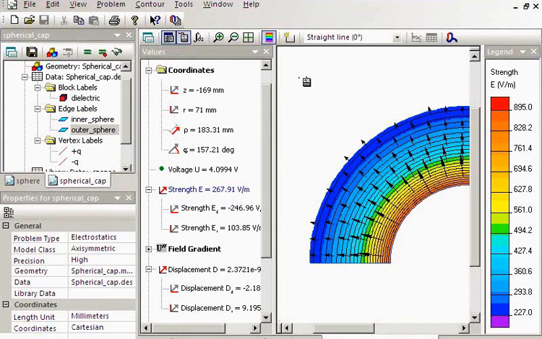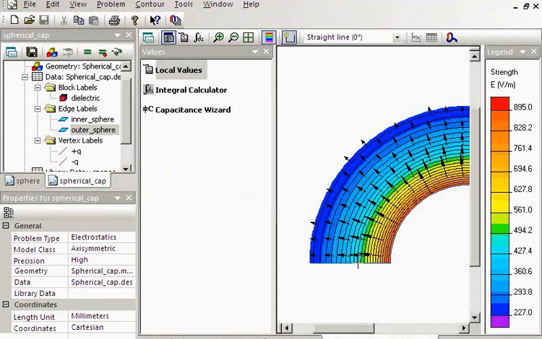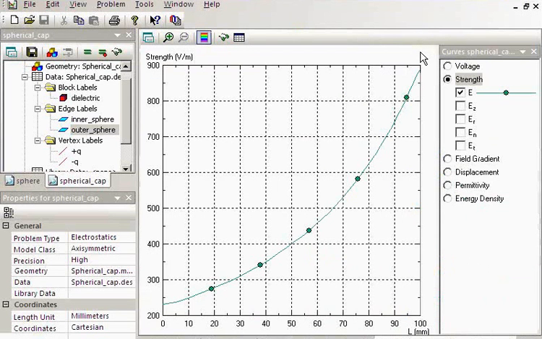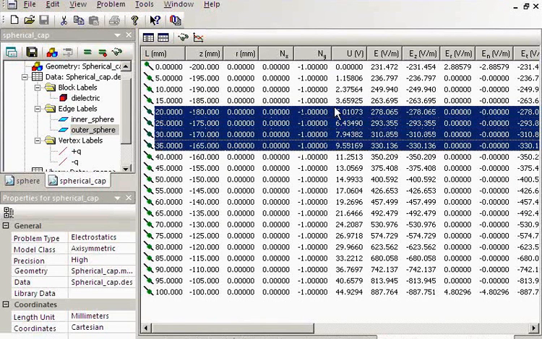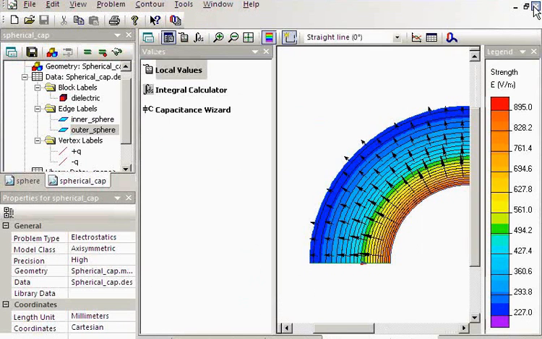And I can build contours to make an XY plot. So I build the contour here from outer sphere to inner sphere. And now let's take a look at the XY plot. Here we can see the electric strength distribution. And the same I can see in the table. And I can select values and copy all the data. And with contours, I can calculate integral values.